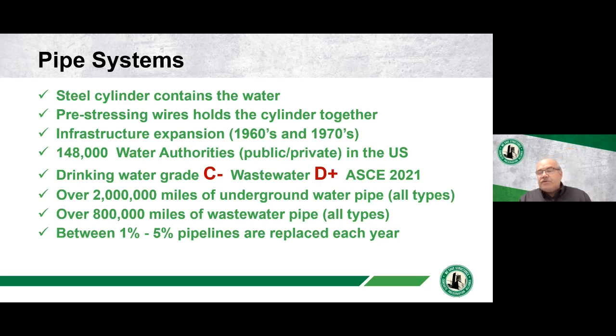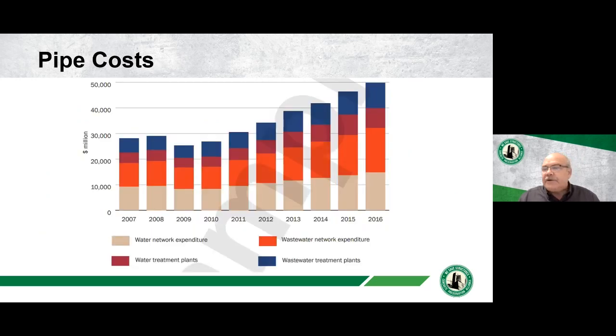Now, water authorities do recognize their need, and they're trying to implement programs and replace deteriorated sections. But when you're replacing 1 to 3 to 4, 5% of the pipelines each year, it takes a lot of years to upgrade the entire system.